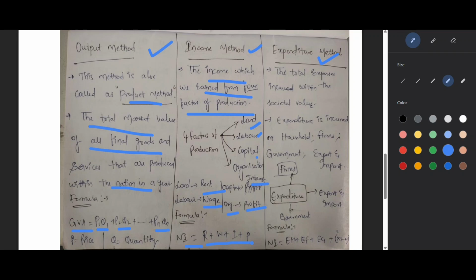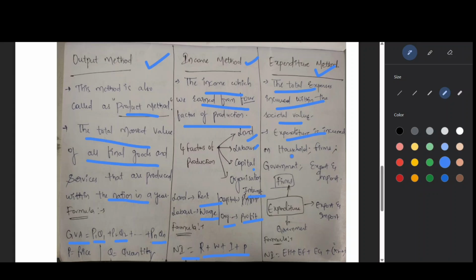And the last method is expenditure method. It means whatever the income we will be getting, out of that we have to spend some amount for different purposes. The total which we are spending, which we are incurring in the form of expenses, will come under the expenditure method. So here the definition is the total expenses incurred within the societal value. The expenditure is incurred on household, on firms, on government, on export and imports. So whatever the income we are earning, we are spending on different parts.